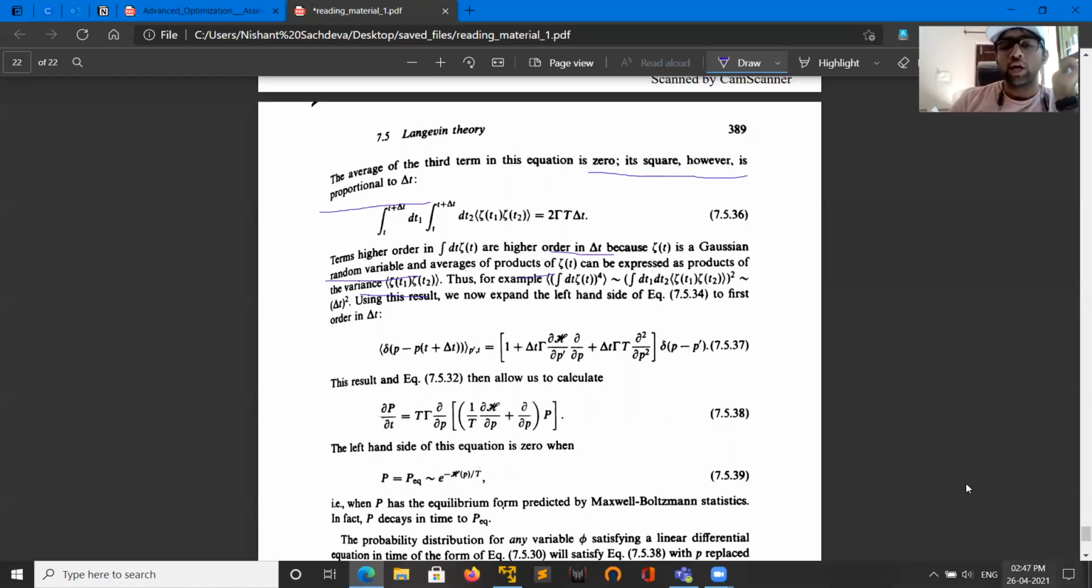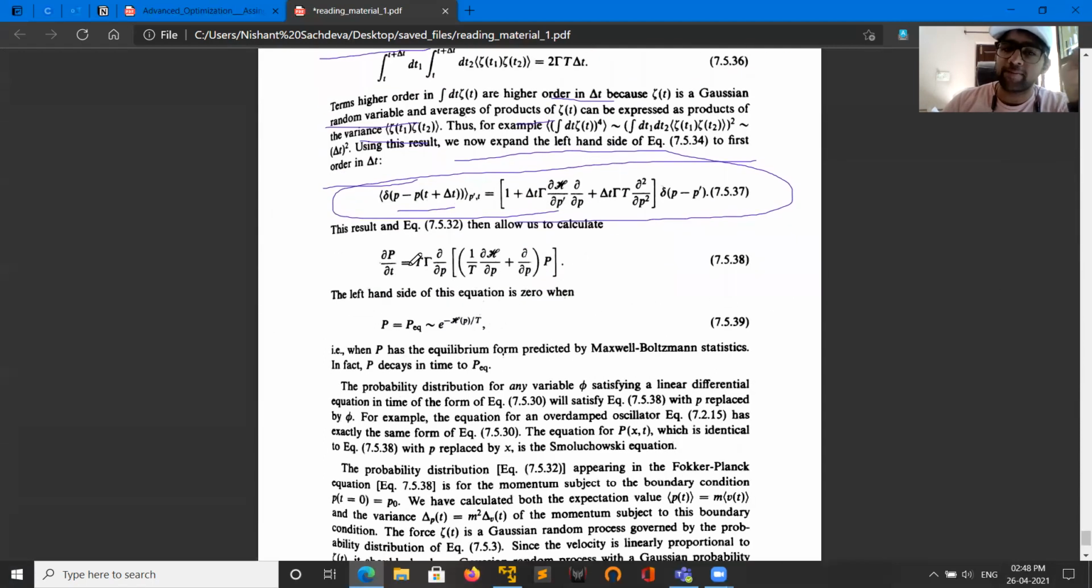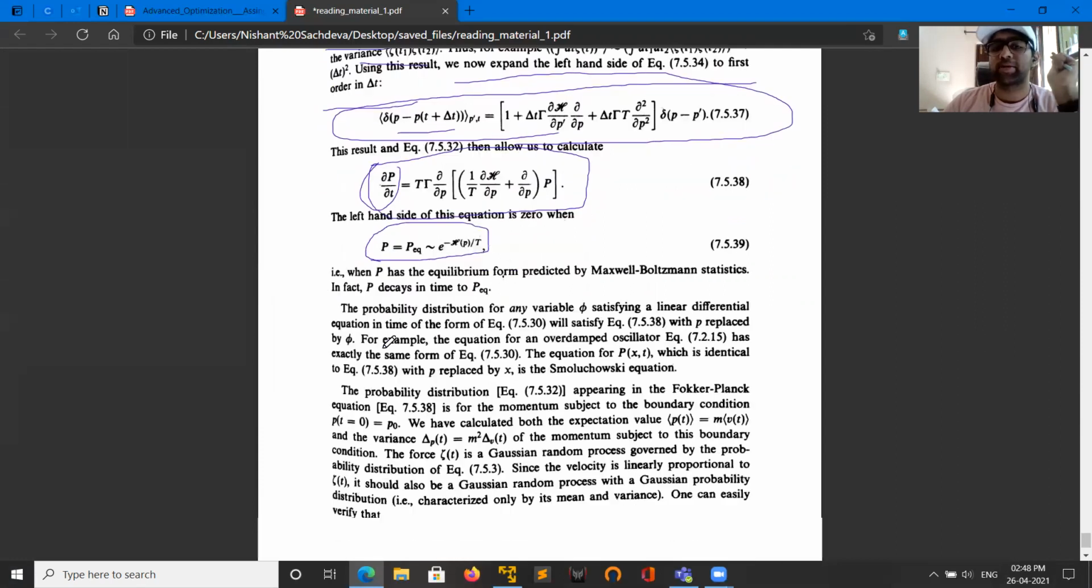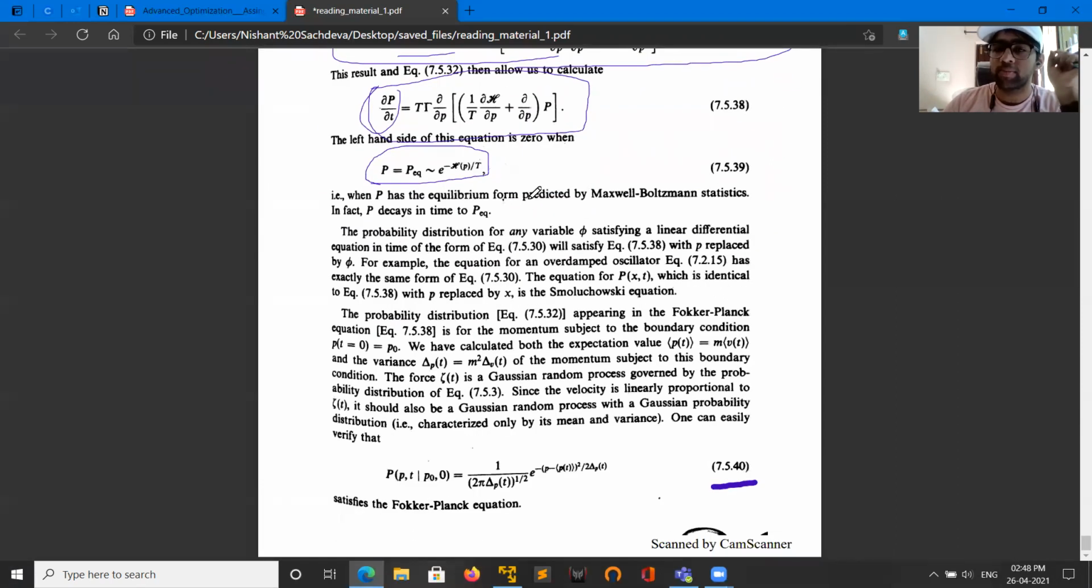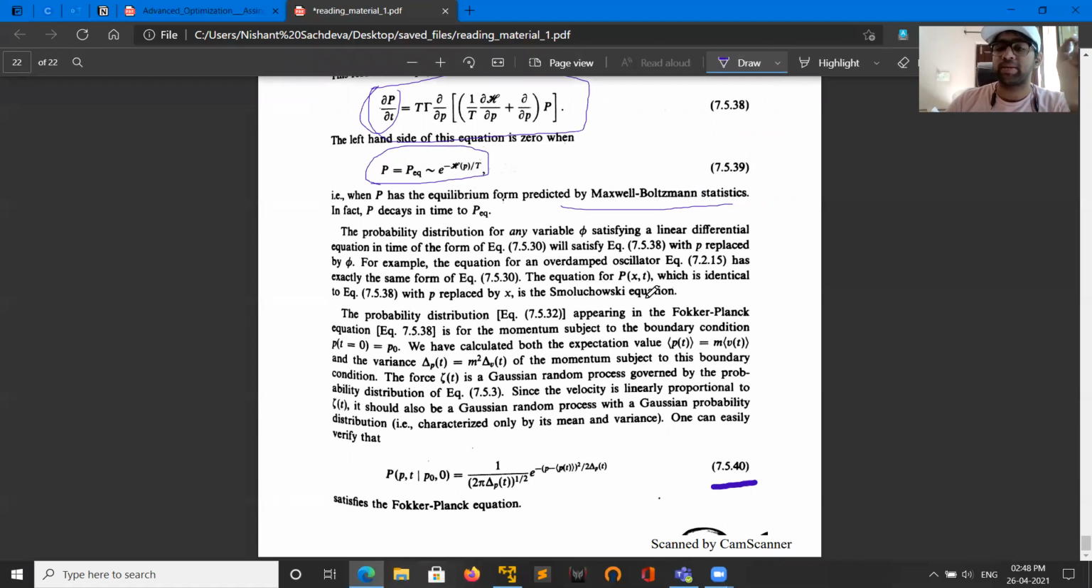Using this result, we now expand the left hand side of equation 34 to the first order in delta t. And this is what we get for that. This particular result and equation 32 then allow us to calculate del p by del t. It's a pretty neat answer. So the left hand side of this equation is 0 when p is approximately p equilibrium. That is, p has the equilibrium form which was given by Maxwell-Boltzmann statistics. In fact, p decays in time to p equilibrium.